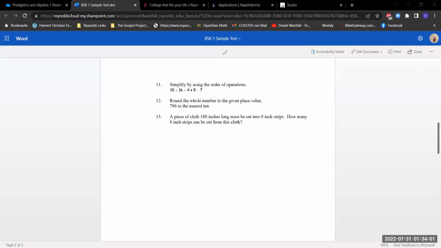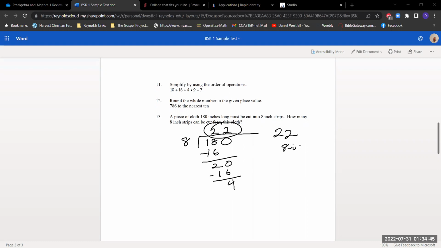Now we've got a piece of cloth that's 18 inches long and has to be cut into 8-inch strips. How many 8-inch strips? You're only counting whole 8-inch strips. You don't want fractional parts. You're going to have some scrap that's left over that you don't care about. So we have 8-inch strips that are going into 180 inches. 8 goes into 18 2 times. That's 16 with a remainder of 2. Bring down the 0. 8 goes into 20 2 times is 16. Remainder of 4. Don't worry about this 4. It's scrap. Our answer is that we can get 22 8-inch strips.